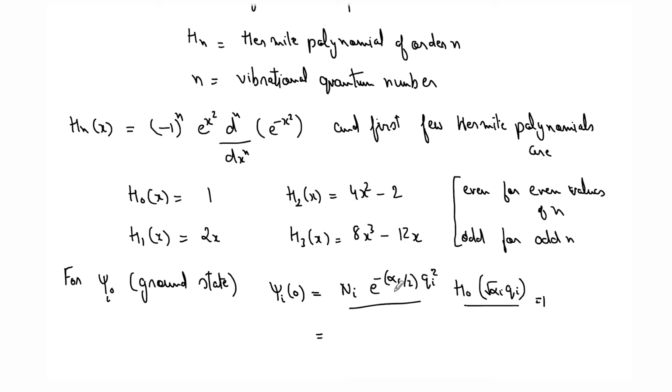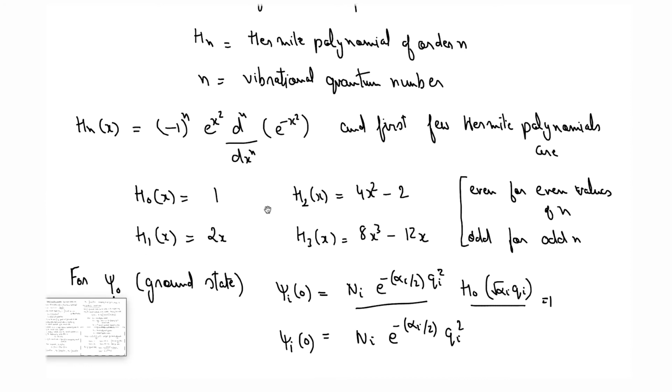Okay, so what is this over here? Let's see. So you have psi I0. So you are left with Ni e to the power minus alpha I by 2 qi square, right? So this thing goes to 1. So we are left with only this. So now let's see what is the symmetry of psi I. So we know the symmetry of qi and we know the symmetry of qi square. So we'll know the symmetry of psi I. Let's see how to do that.